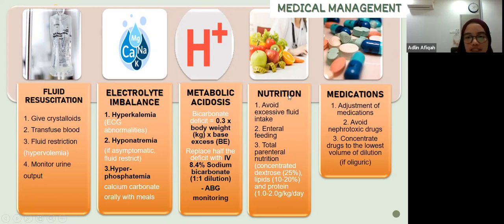Next one, the nutrition. Avoid excessive fluid intake. For the patient with intact GI, we can proceed with enteral feeding. If enteral feeding fails, we give total parenteral nutrition, consisting of concentrated dextrose 25%, lipids 10 to 20%, and protein 1 to 2 gram per kg per day. For the medications of the patient, we might adjust their medications, avoid any nephrotoxic drugs, and concentrate the drugs to the lowest volume of dilution if the patient is in oliguric state.